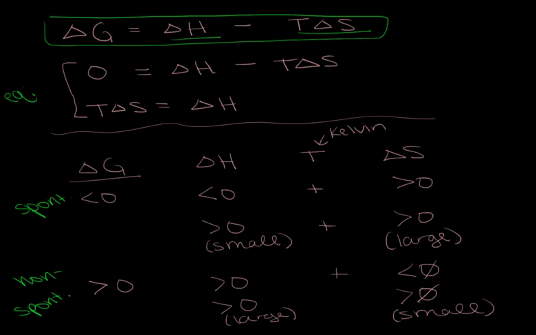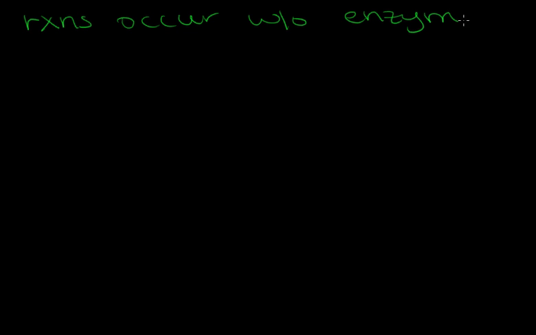So a question you might be having now is like, okay, reactions can be spontaneous or non-spontaneous with or without enzymes, and that's a big point here, that a lot of reactions can occur and do occur in cells without enzymes. So reactions can occur outside of the cell without the enzymes, just based on those thermodynamic properties. So why does the cell need enzymes?